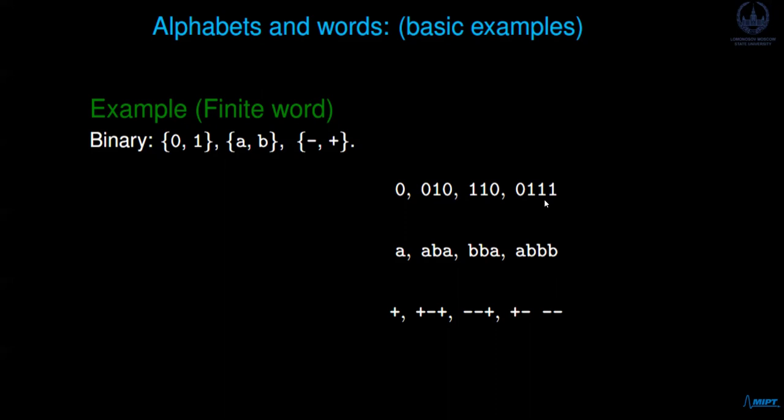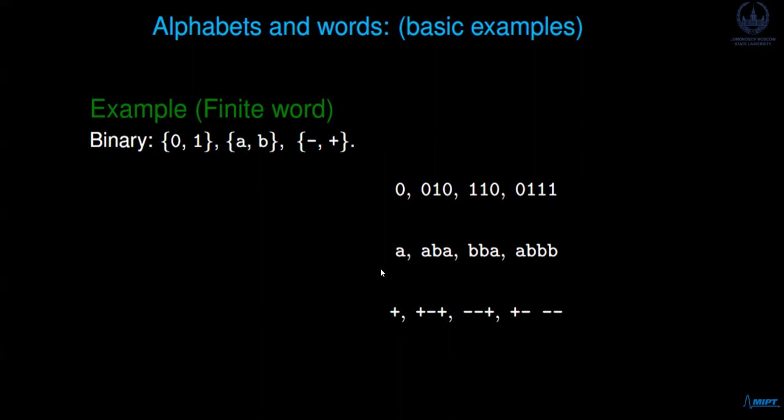Next, let's consider an alphabet composed of letters such as a and b. Using this alphabet, we can create words like a, aba, bba, abbb. So as you can see, just like with binary, we can form words of varying length using only the symbols a and b.